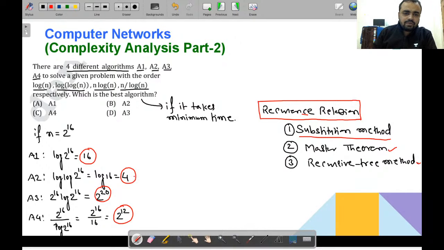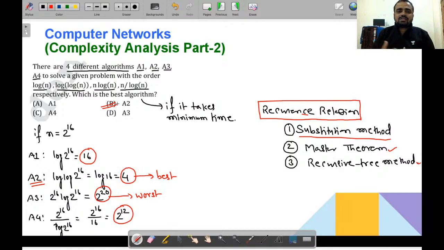Of course, out of these, one derives the best time and another derives the worst time. Are you getting my point? The right answer for this question will be A2. So B will become the right answer. Got it. In this manner you can easily solve this kind of problem.